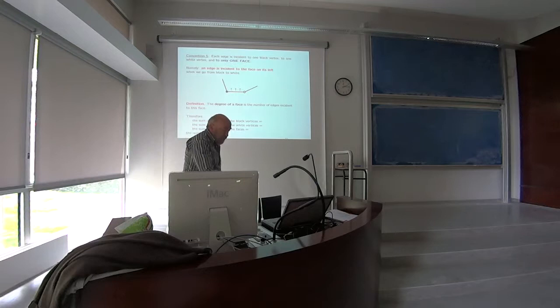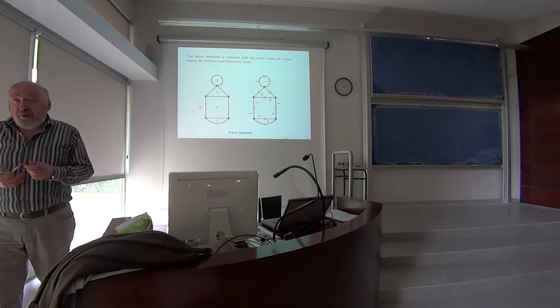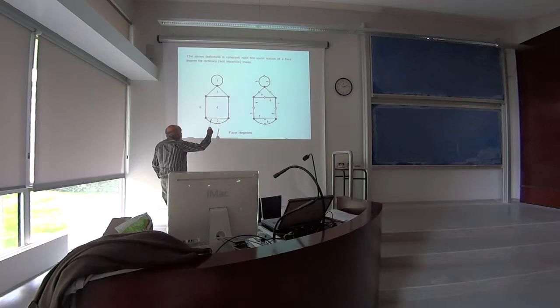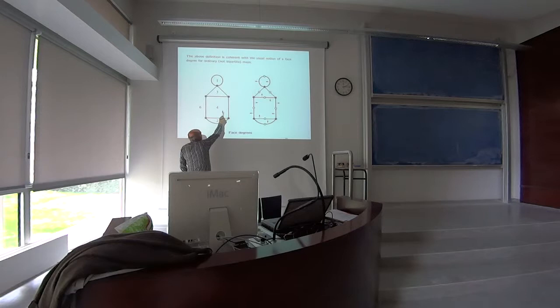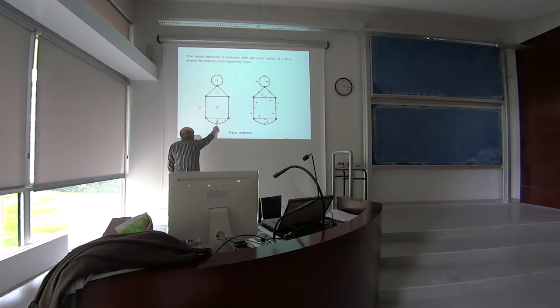And this definition is consistent with the usual notion of degree. So the degree of a face is the number of incident edges. And it is coherent with the usual definition. So here we have a face of degree 4. And if we recall that there are white vertices inside these edges, we see that there are 1, 2, 3, and 4 edges incident, black-white edges, two edges incident to this face. Here we have a face of degree 2, and there are two edges incident to this face, this one and this one.